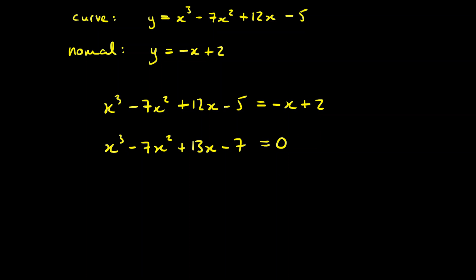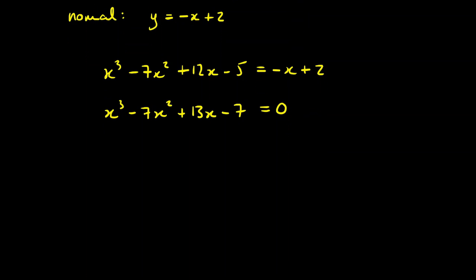However, if we're a little bit clever, hopefully we should be able to identify one of the solutions already, because we know that this curve is going to be cut by the normal at the point where x is equal to 1, because we have found the equation of the normal to the curve at the point where x is 1. So we should be able to say that x is equal to 1 is a solution, or is a root of this equation.